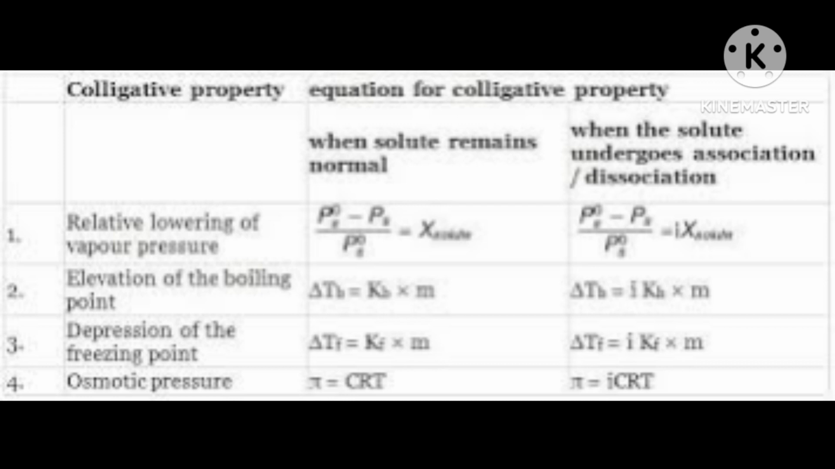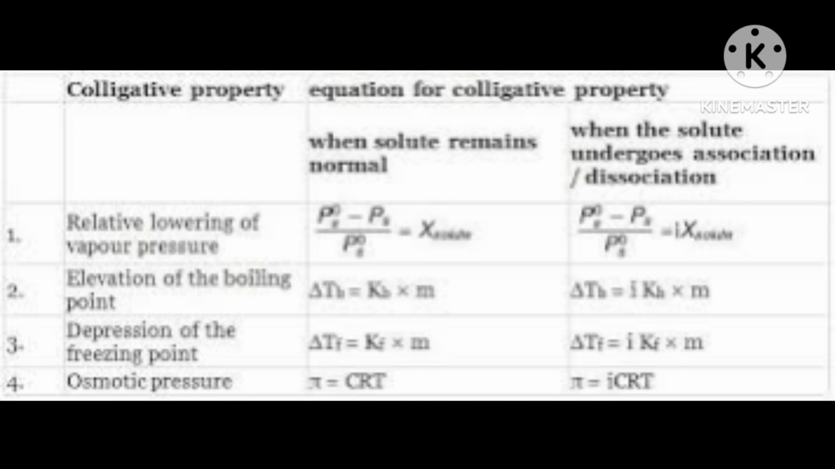Correct? Abnormal molar mass is the experimentally determined molar mass, and calculated colligative properties are obtained by assuming that the non-volatile solute is neither associated nor dissociated. Then you will calculate the theoretical or normal value. Okay, this is very, very important. And I am talking about the value of i.